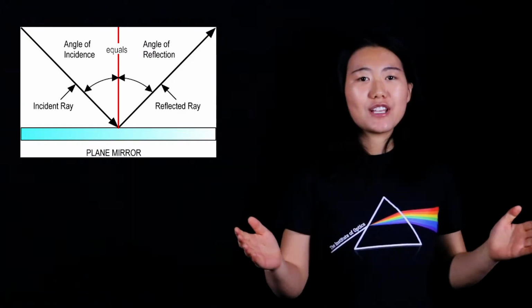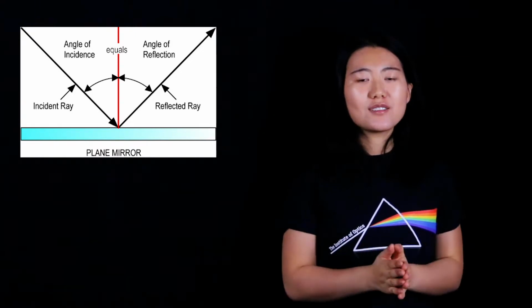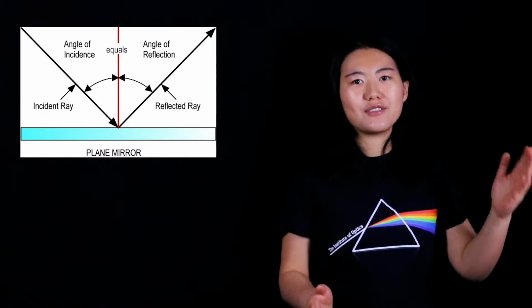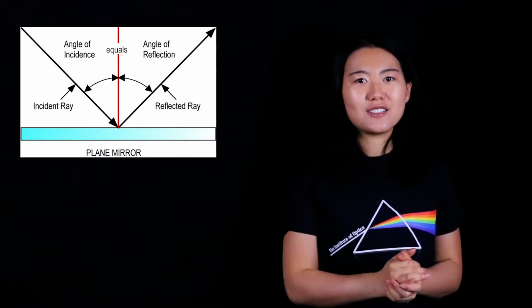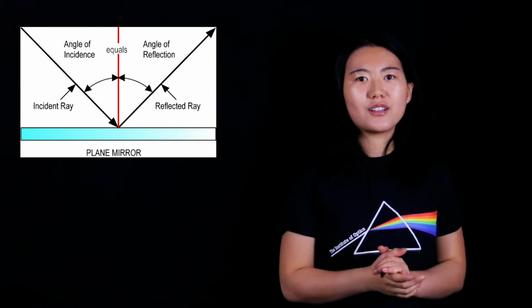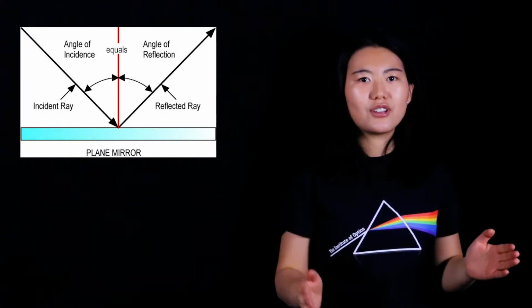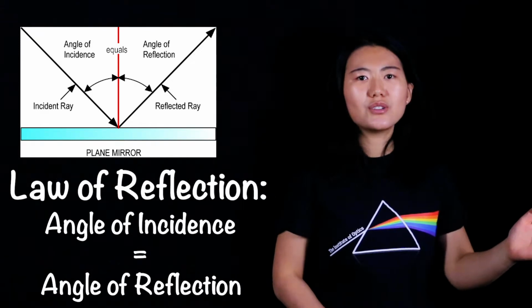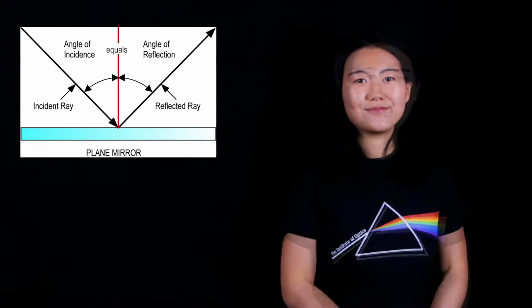The reflected rays leave the surface with the same angle as they strike. So if we point the light to a surface at a 30-degree angle, which is the angle of incidence, the light will be reflected off the surface at a 30-degree angle, which is the angle of reflection. So the angle of incidence is equal to the angle of reflection. It's called the law of reflection.